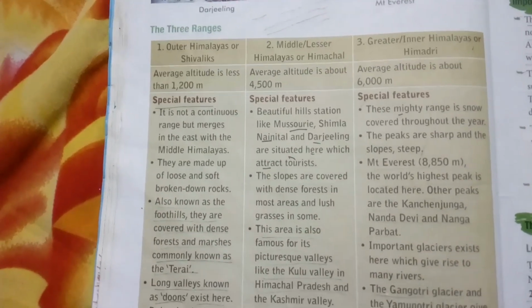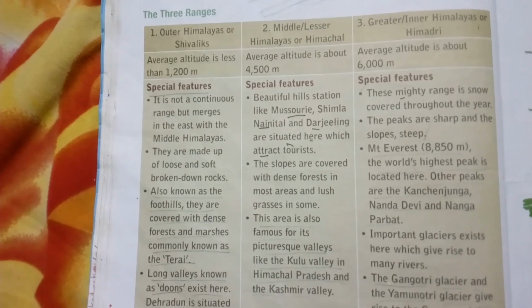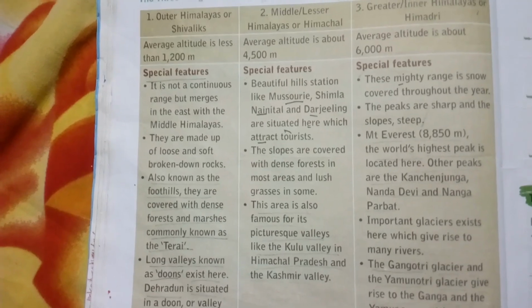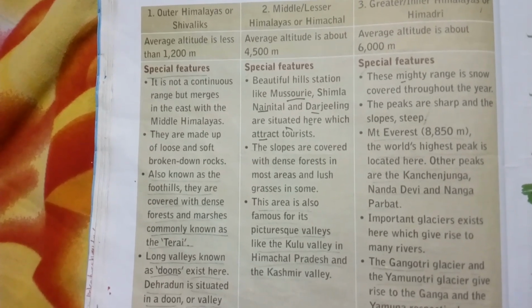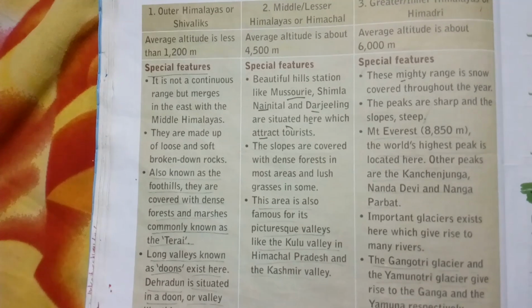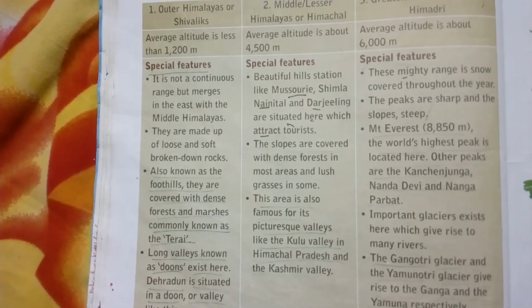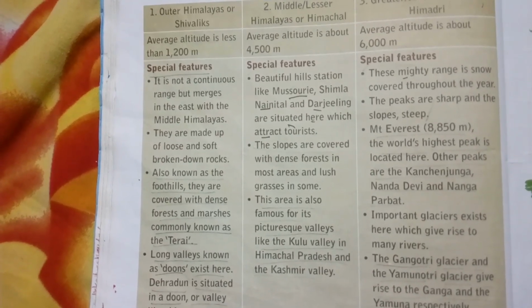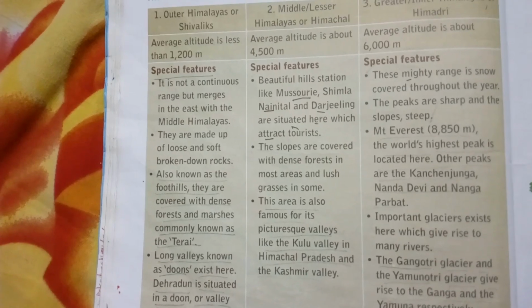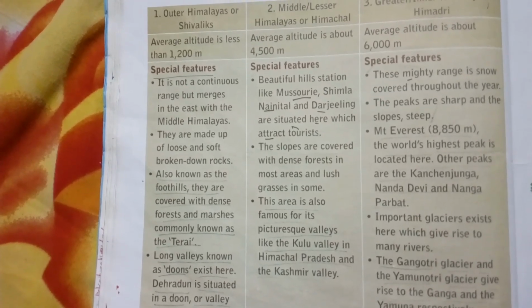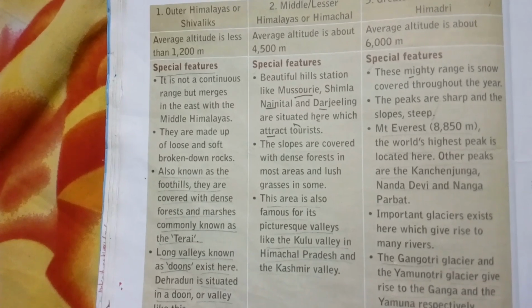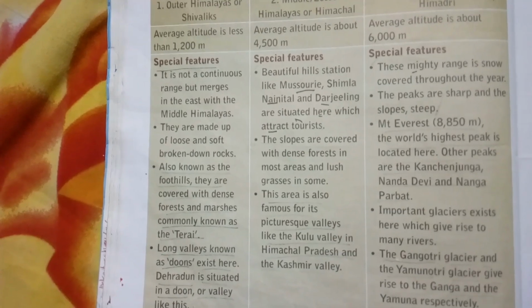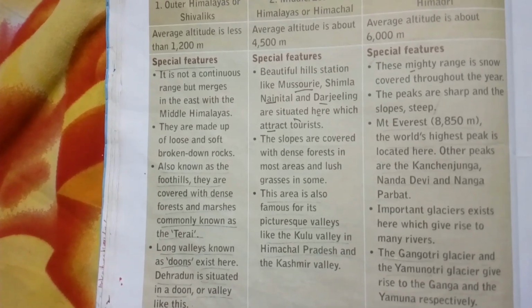Second is middle or lesser Himalayas or Himachal. Average altitude is about 4500 meters. It is just above the outer Himalayas. Special features: beautiful hill stations like Mussoorie, Shimla, Nainital and Darjeeling are situated here, which attract tourists.